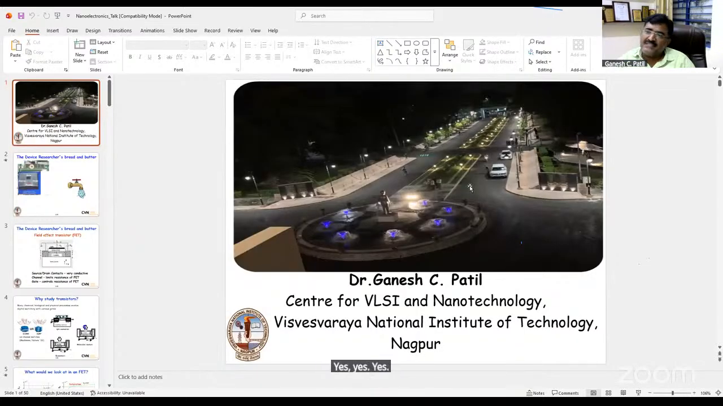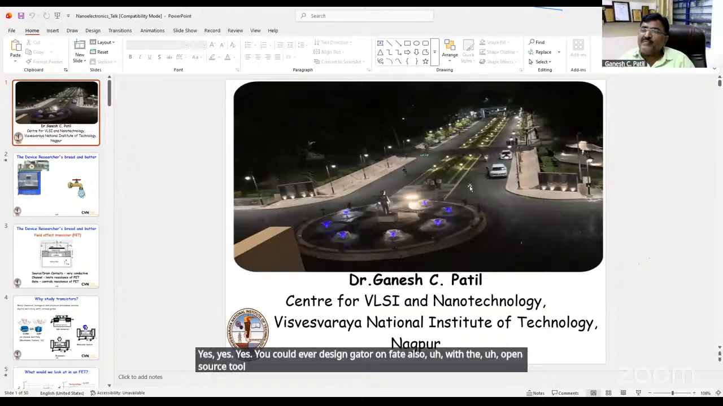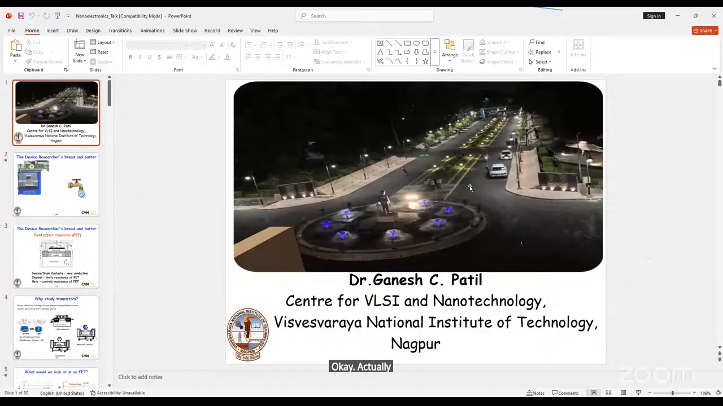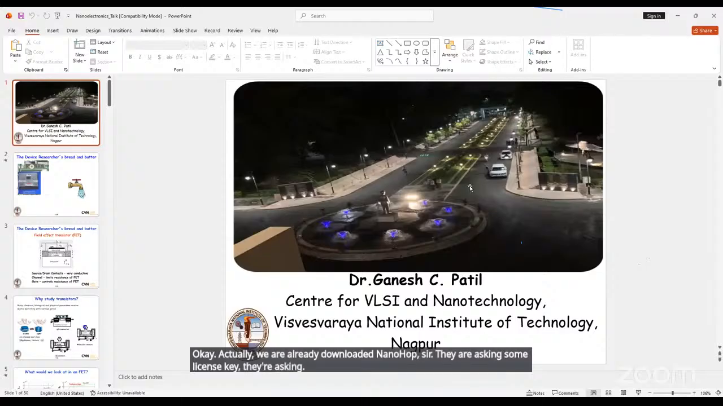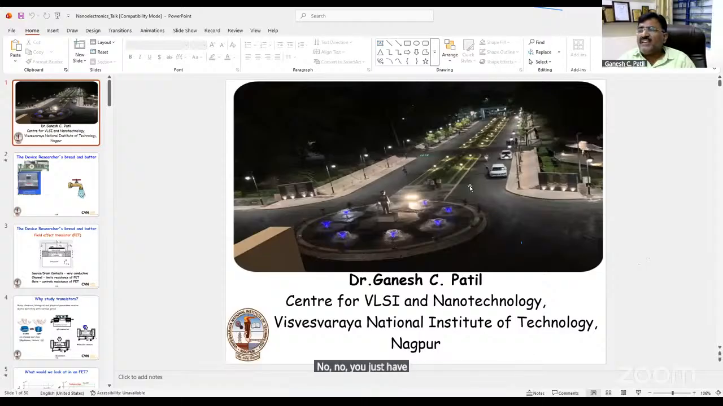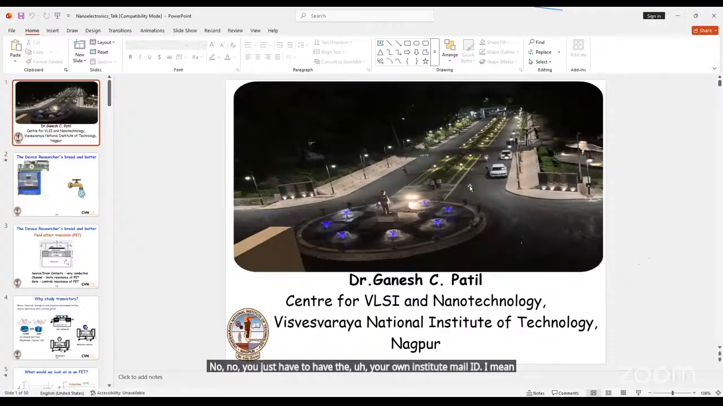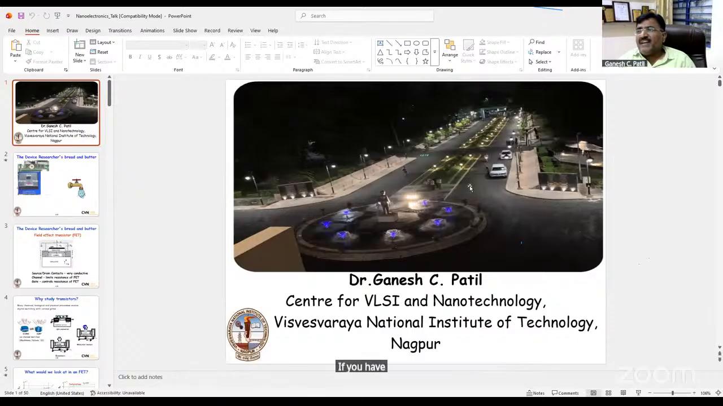Yes, you can design gate-all-around FET also with the open source tool which I told you, A2D sim. Okay. Actually, we have already downloaded from NanoHub, sir. They are asking for some license key. No, you just have to have your own institute mail ID. They will not accept social media mail IDs. If you have an institute mail ID, they will register you on NanoHub.